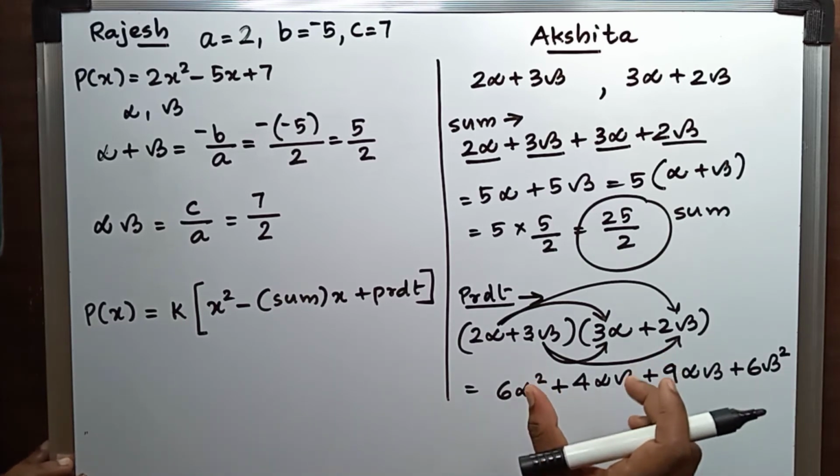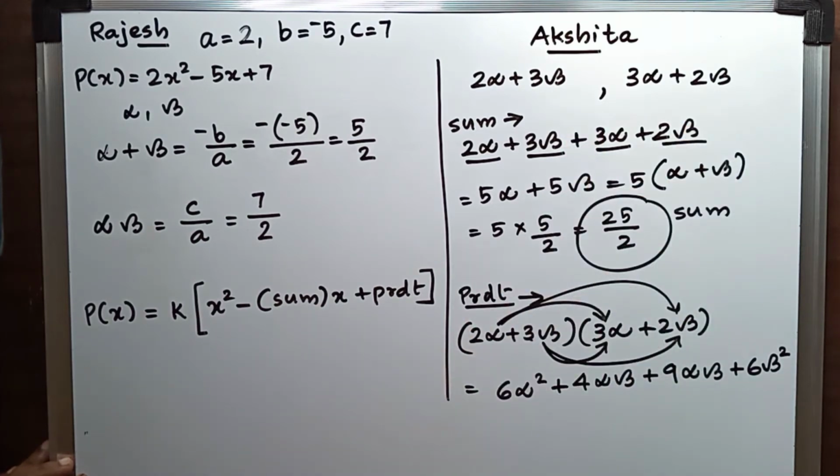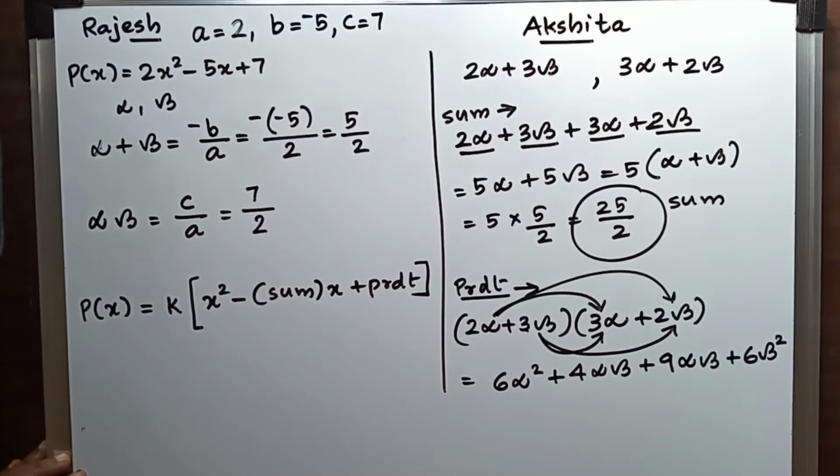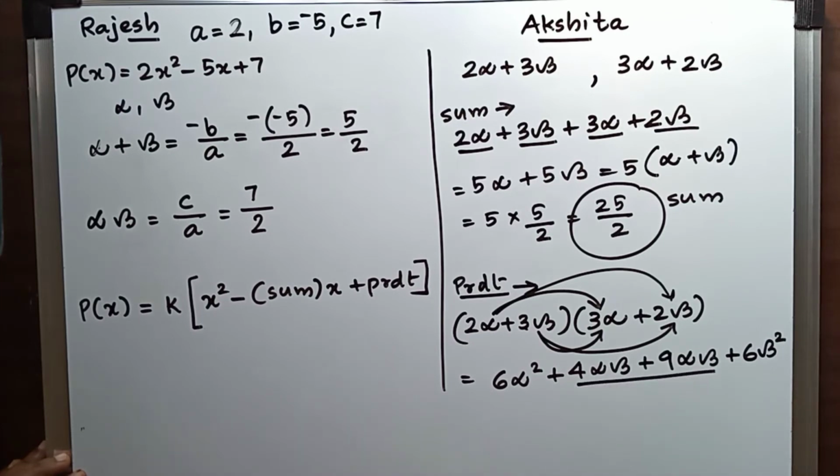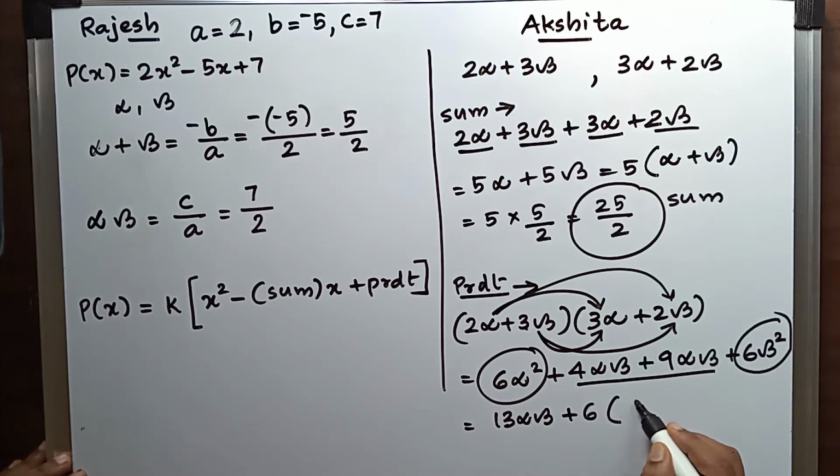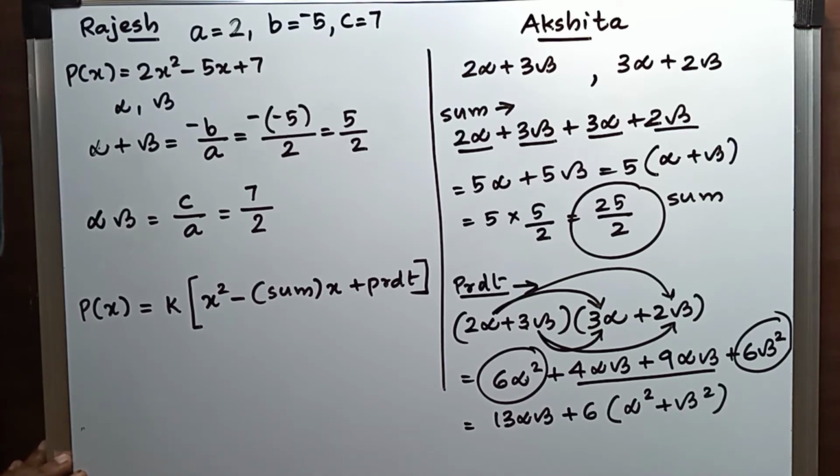See, this is the product of this polynomial. Okay, we have to rearrange it. Here we have alpha beta term. How many alpha beta? 4 plus 9, that is 13 alpha beta, and 6 alpha square plus 6 beta square. See here 6, here also 6, that means 6 I can take outside. 6 times alpha square plus beta square. Right? Now what is alpha square plus beta square? Okay, let us find it.